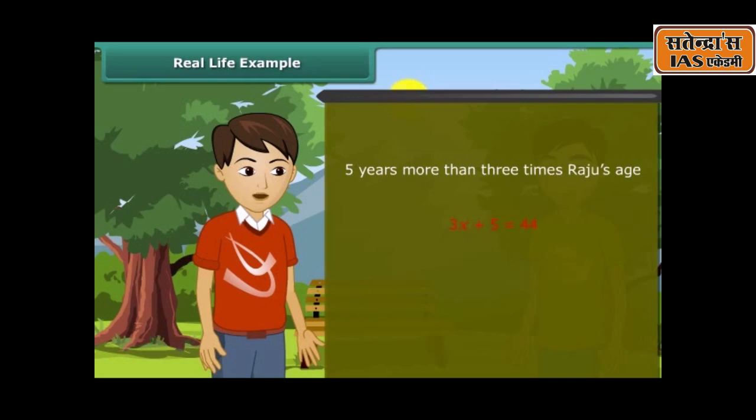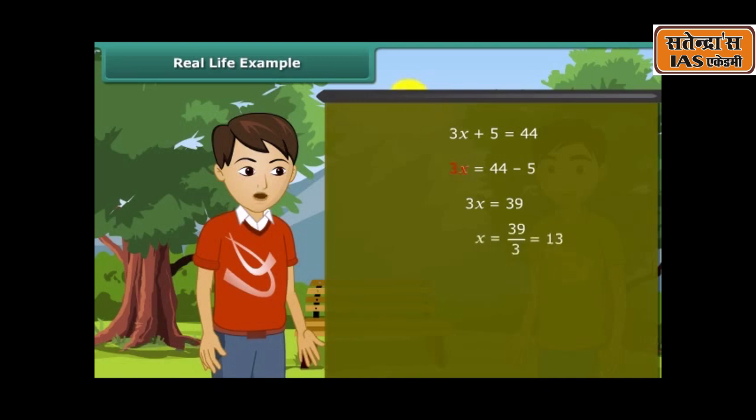Now we will solve this equation. Transposing 5 to the right-hand side, we get 3x = 39. Transposing 3 to the right-hand side, we get x as 13. Hence, Raju's age is 13 years.